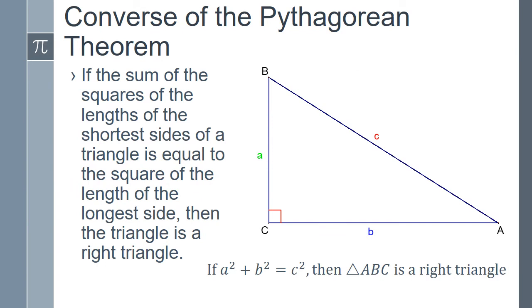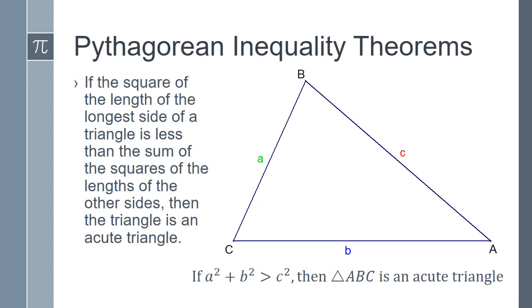Now, the converse of the Pythagorean theorem says this. If the sum of the squares of the lengths of the shortest sides of a triangle is equal to the square of the length of the longest side, then the triangle is a right triangle, okay? But what if they're not equal to it? If the square of the length of the longest side is less than the sum of the squares of the lengths of the other sides, then the triangle is acute, okay? So if a squared plus b squared is greater than c squared, then triangle ABC is an acute triangle.